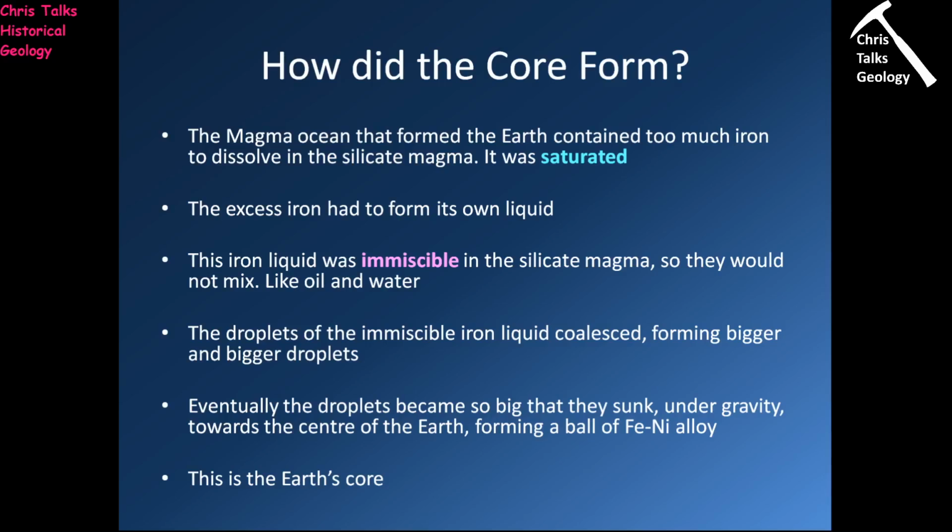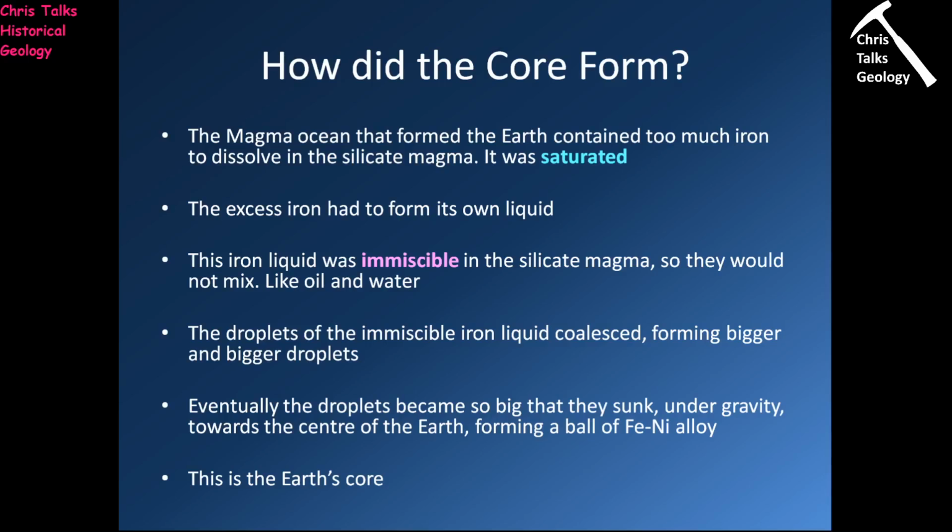And so, well, what's going to happen to all this extra iron? Well, the extra iron has to form its own liquid. And it just so happens that when you form an iron liquid in a silicate liquid, the two liquids are immiscible. They will not mix with each other. Think oil and water. So what you end up with in this magma ocean is a silicate magma, which is what most of the magma ocean is, and within that silicate magma, you have these blobs of iron liquid floating around.